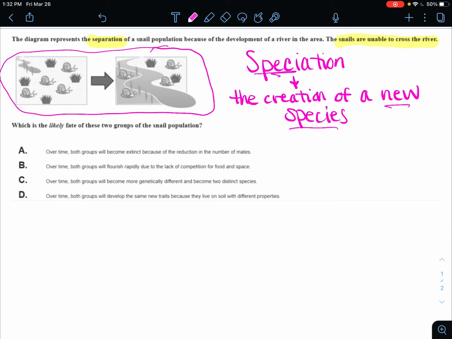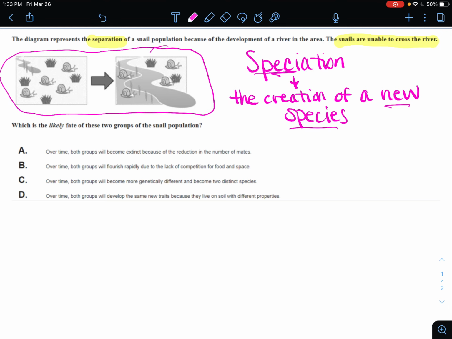What is the question actually asking? Which is the likely fate of these two groups of the snail population? Okay, so let's go through this with speciation in mind, because remember, we got this group now separated. This group here cannot interact with this group here. So these snails, they're hanging out. These snails, they're hanging out, but they are not hanging out with each other.